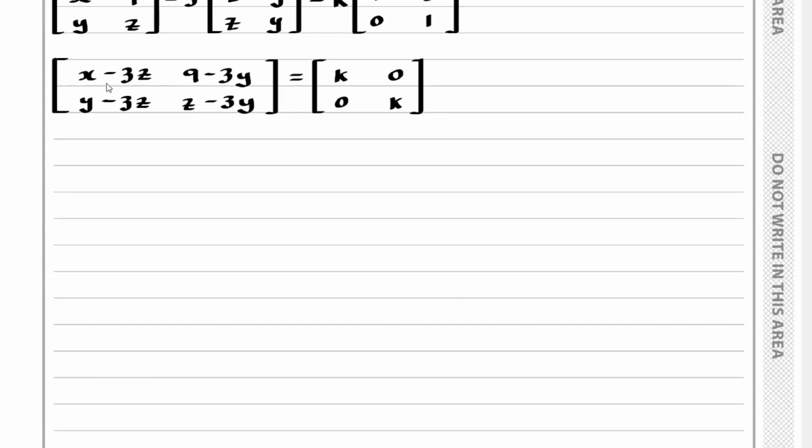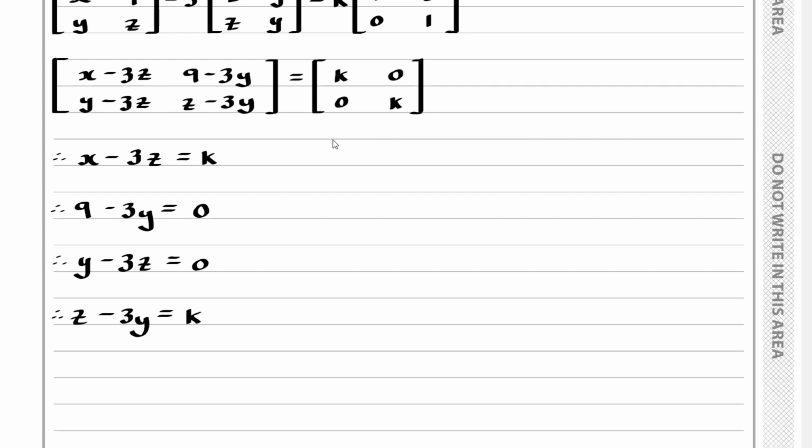If we now compare the elements of the matrix, we have X subtract 3Z, which is equal to K. We then have 9 subtract 3Y equals 0. We also have Y subtract 3Z equals 0. We also have Z subtract 3Y equals K. And with these equations, we can find X, Y, Z and K.